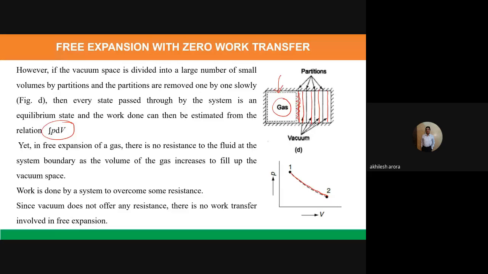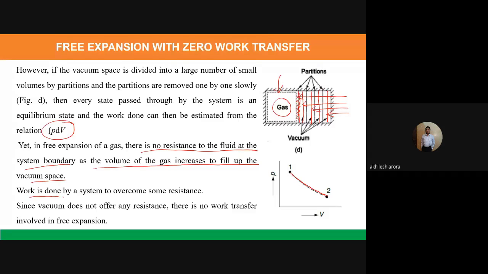But once again, is it the work? It is not the work, because I said the PdV work is only valid when there is a resistance at the boundary, and in this particular case, there is no resistance at the boundary of the first partition. There is no pressure which is existing here. For the second partition, there is no pressure. Third partition, no pressure, and so on. So even if there are a number of partitions, at the boundary after the partitions, there is no pressure. So you will say that there is no resistance to the fluid at the system boundary as the volume of the gas increases to fill the vacuum space.